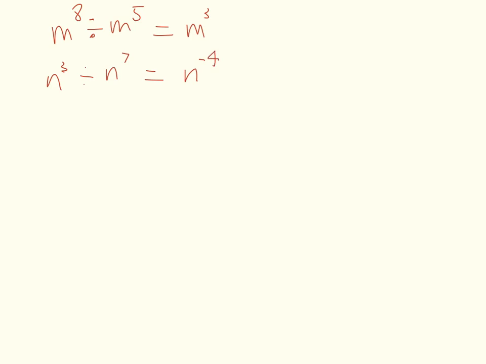but I end up with n to the minus 4. Nothing wrong with having a negative power. We will look at actually what that means next week, maybe later this week, but there's nothing wrong with having a negative power. The power that we're dividing by here is larger, so we're going to end up with a negative.